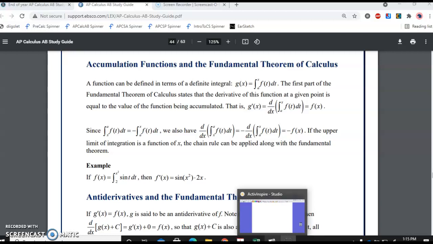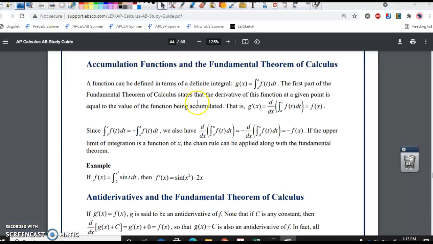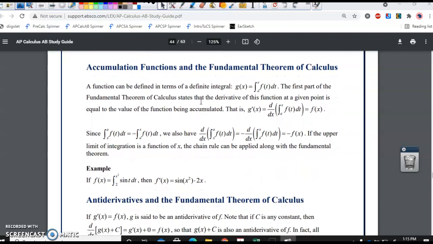Okay, so let's start back into the study guide where we left off. Accumulation functions and the fundamental theorem of calculus. We're on page 44, part of the way down the page, right after where we left off yesterday.